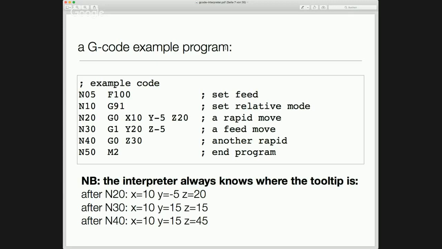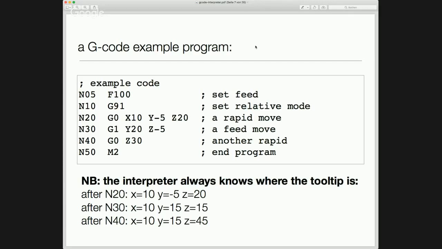Now, as the interpreter reads each line of that program, it can actually predict what the position at the end of the execution of the next line is. So it's clear that after line 20, we're at 10, minus 5, 20. But that's a very important property. That point is called the current point in the interpreter code, and it's a fundamental assumption that the interpreter always needs to know where the machine actually is. We'll come back to that later because it's a very important fundamental property. We're not needing it right now yet, but we will.